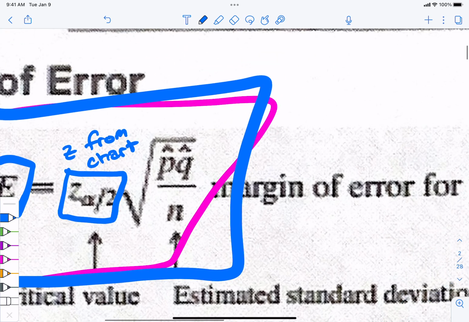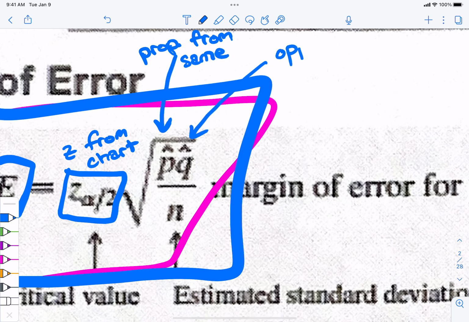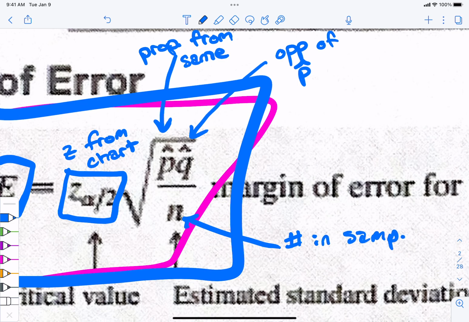P hat. What is P hat? This is the proportion from the sample. This was like our 36% yesterday, right? What's Q hat then? Subtract it from 1. I'm going to say opposite of P hat, if that makes any sense. Okay, what's N? Number in the sample. And that calculates your error. And then you're going to add and subtract that to find where P lives in between, right? It's a very simple calculation.